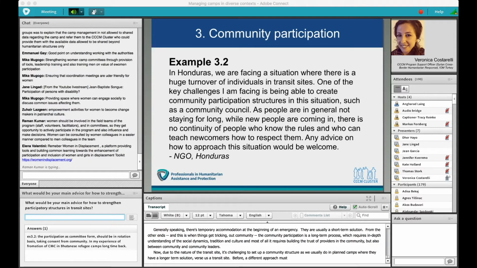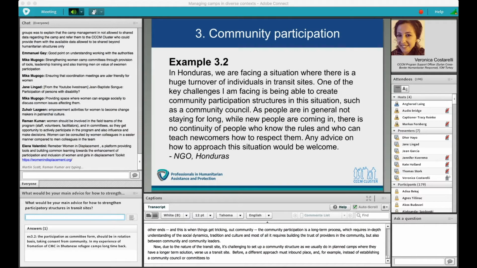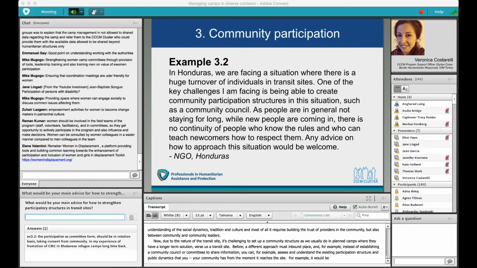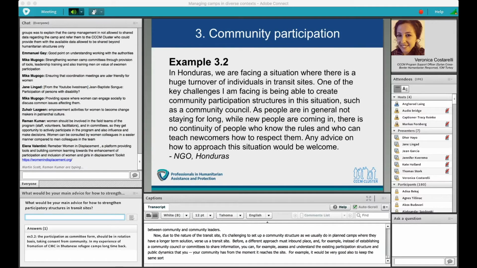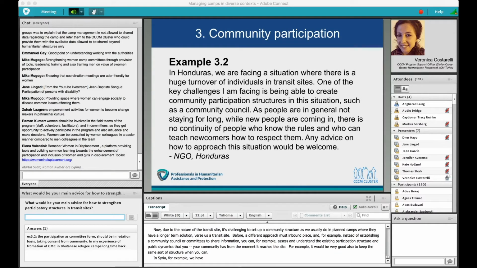For example, instead of establishing a community council or committees to share information, you can assess and understand the existing participation structure and power dynamics that your community has from the moment that you reach the site. It would also be very good to keep the same social structure when you can. In Syria, for example, we have cases when a whole community is moving inside a transit site, and so they already have the head of the tribe as the community representative.